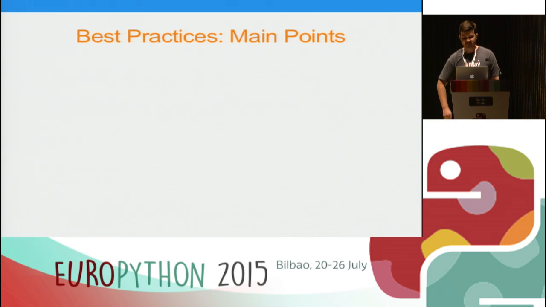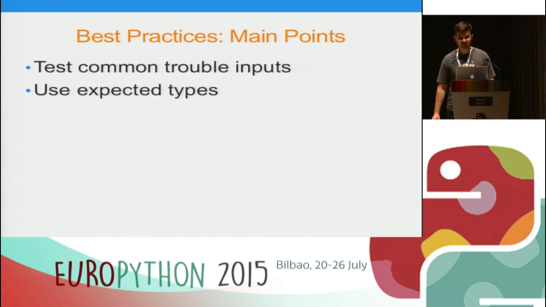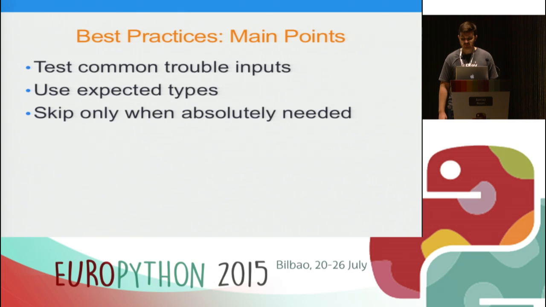So to reiterate some of the main points here, you want to make sure that you are testing common trouble inputs to get a realistic idea of how it's able to handle possible issues. Use expected types such as the trouble inputs and actual files. And then skip only when you absolutely need to, as I said before in the previous slide.